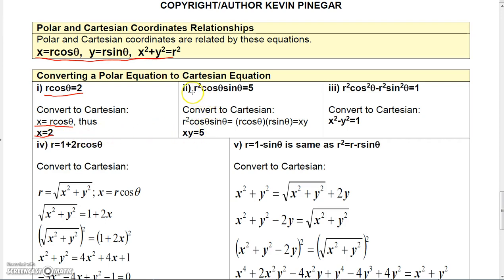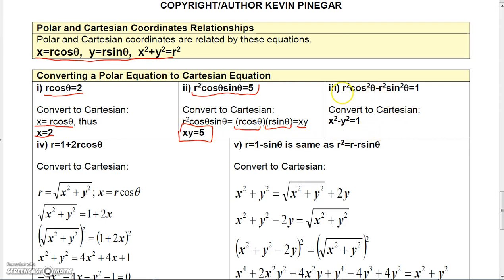All right, let's take a look at this one. r squared cosine theta sine theta equals 5. Well, this one's pretty simple too, because if you break this up into r cosine theta times r sine theta, well, r cosine theta is x and r sine theta is y, so that's just xy. So basically the left side of this equation is just xy and the right is 5, so that's just the hyperbola xy equals 5.